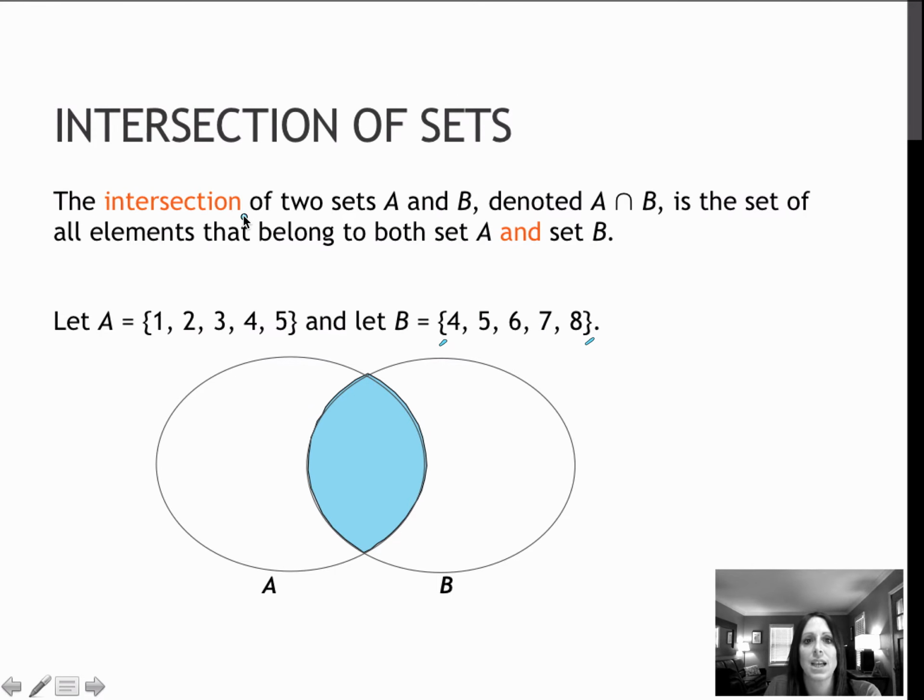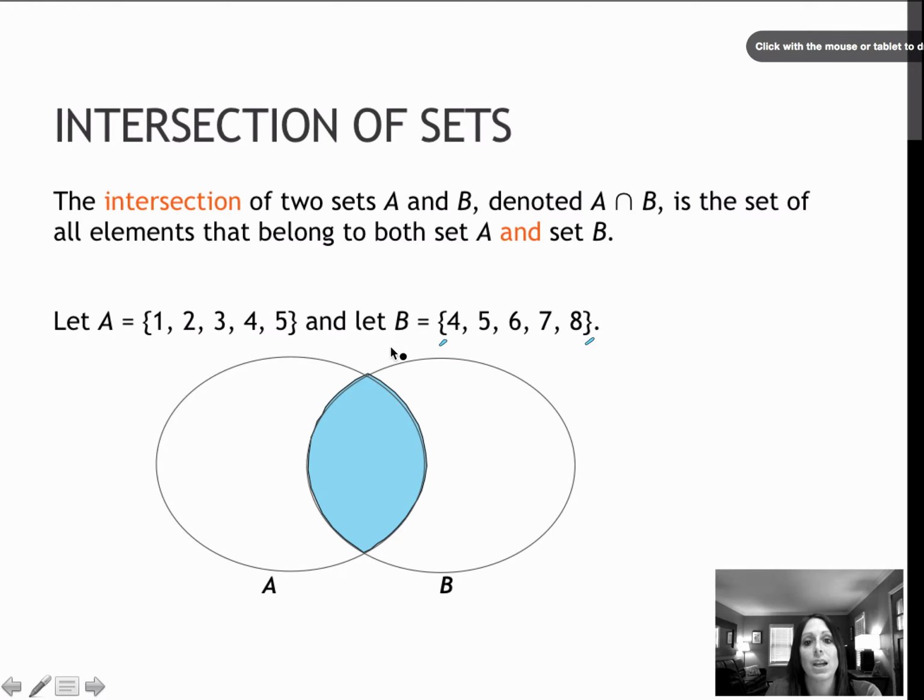So the intersection of sets would be all of the elements that set A and set B have in common. So all of the elements that belong to both set A and set B. So one way to help us to visualize this is the use of a Venn diagram.